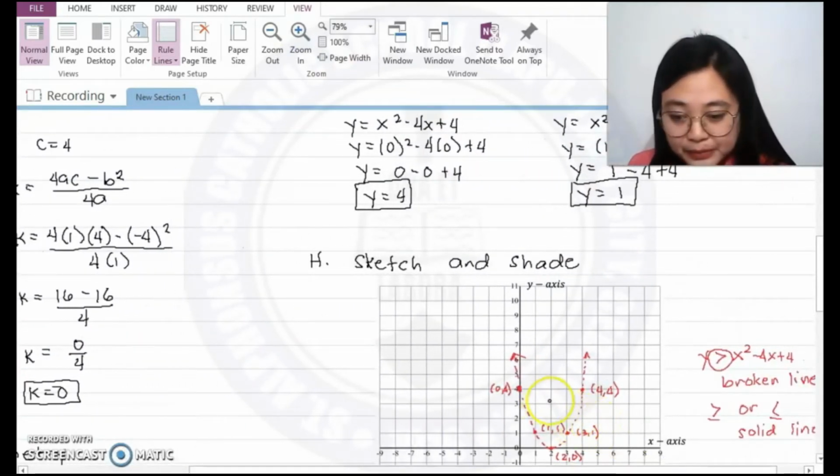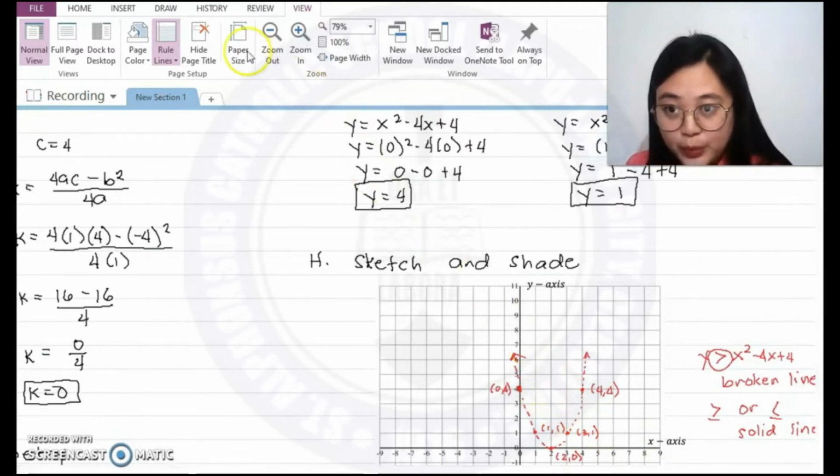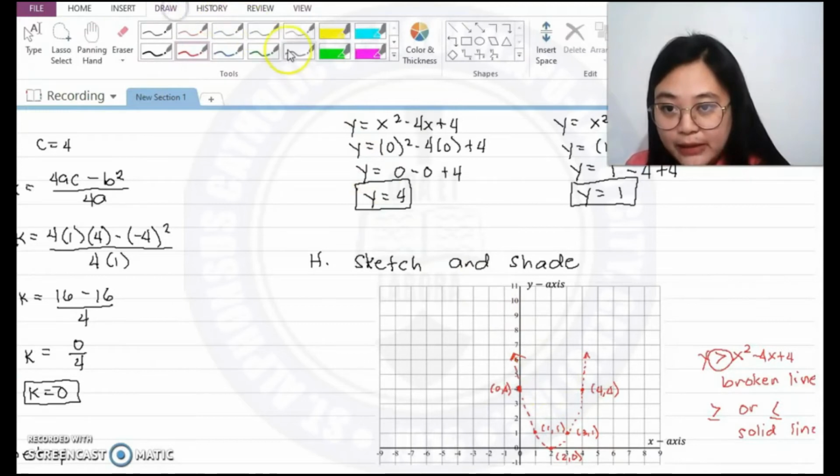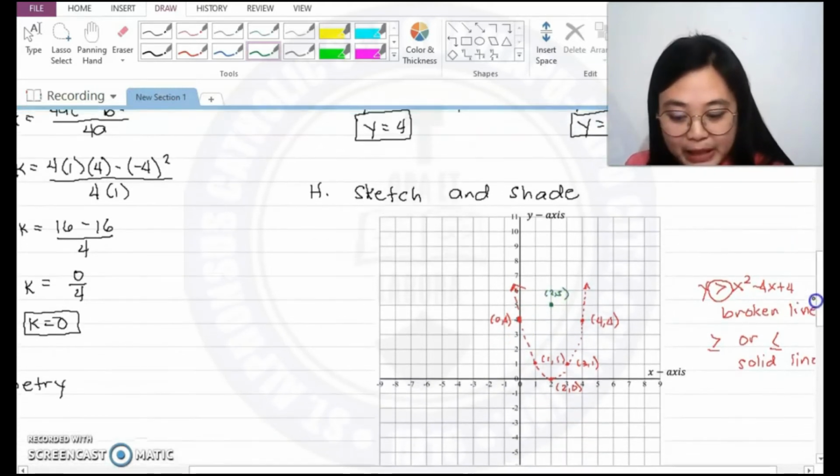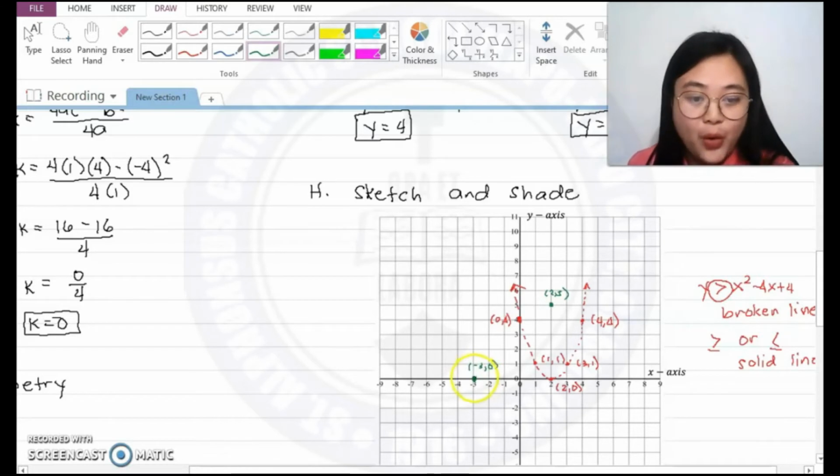and put arrowheads. So as you can see, if we make our graph, our parabola, bigger, it looks like this. Next, class, what you're going to do is pick one point from the inside of the parabola. So this time I'm going to pick (2, 5), one point inside the parabola and one point outside the parabola. So (2, 5) for the inside, and I will pick one point from the outside, which is (-3, 0) here. So why do we need to pick a point? So that we will know what part of the parabola we are going to shade.